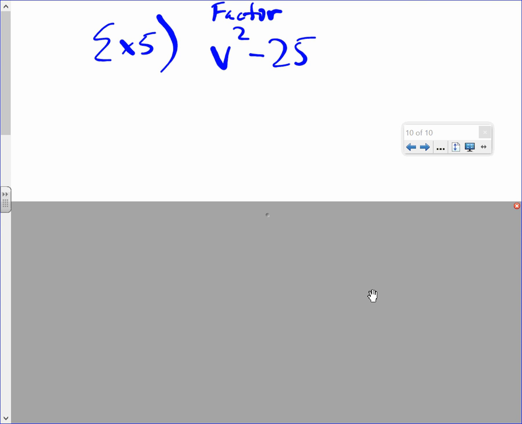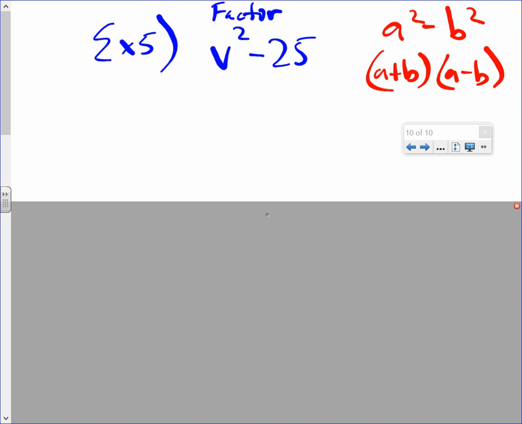First factoring technique I showed you was GCF. Can I use the GCF weapon? No, there's no common factor. Trinomial, I know I'm not going to use because it's not a trinomial. It's only a binomial. So last but not least, let's try difference of two squares. a squared minus b squared is always going to factor into a plus b times a minus b. That's just the nature of the beast.